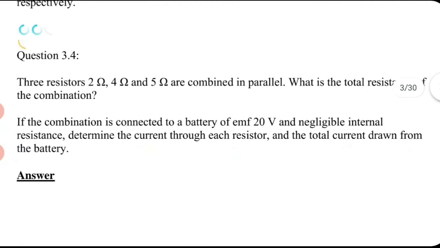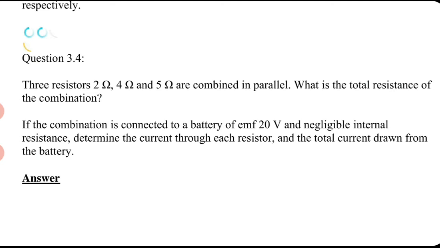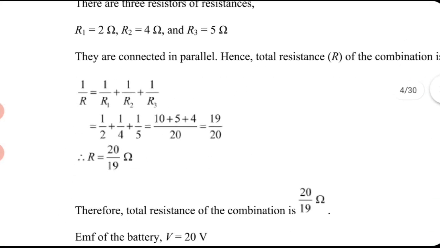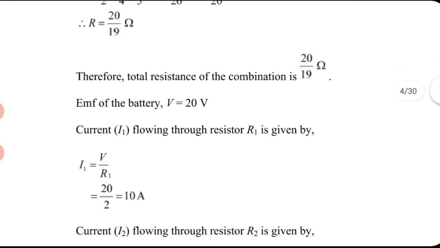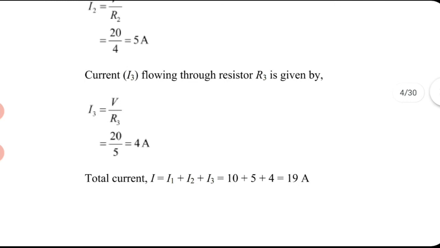Now the second part of the question is, if the combination is connected to a battery of EMF 20 volt and negligible internal resistance, determine the current through each resistor and the total current drawn from the battery. The combination has resistance 20 by 19. So what will be the total current? EMF divided by total resistance, that means effective resistance. So that will be 20 by 20 by 19. You will get 19 ampere. That is the total current.